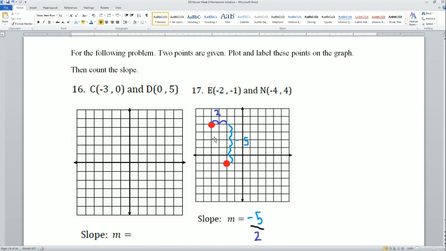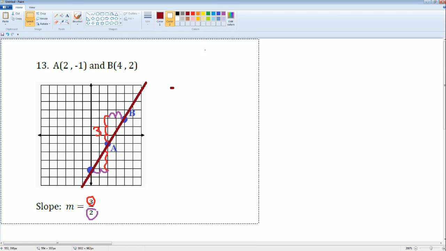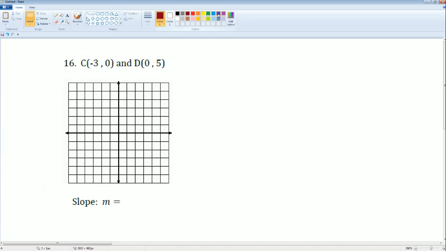Next one. For the following problem, 2 points are given. Plot and label these points on the graph, then count the slope. All right, I'm going to do the first one for you here. So let's just make sure we get rid of our previous problem here. All right, so let's plot the first one. Negative 3, 0. Right? Negative 3, 0. And we call that C.